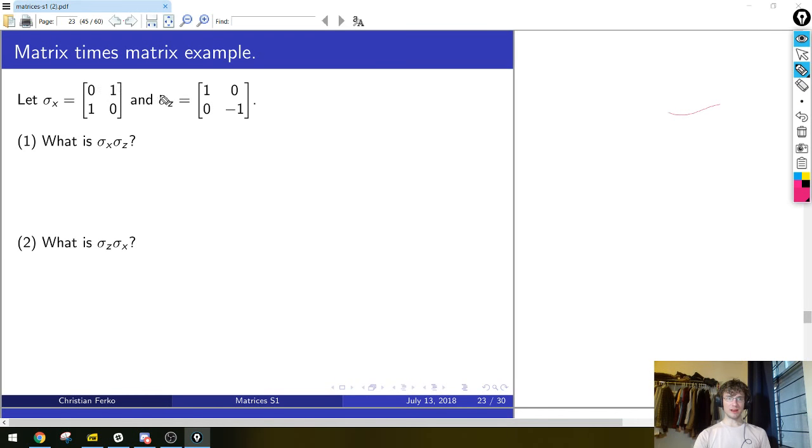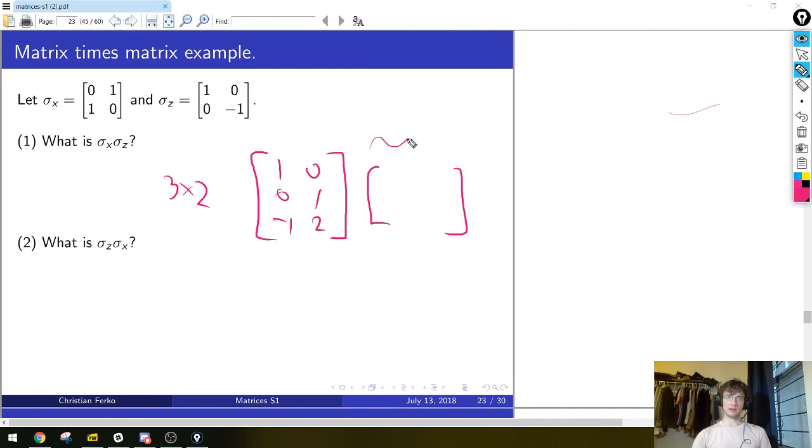If the 2 matrices are both square, which means they have the same number of rows and columns, like 2 by 2 times 2 by 2, you will always get a 2 by 2. More generally, you could multiply, say, a 3 by 2 matrix, maybe 1, 0, 0, 1, minus 1, 2, by a matrix which is, say, 2 by 2. I'm making up numbers now.